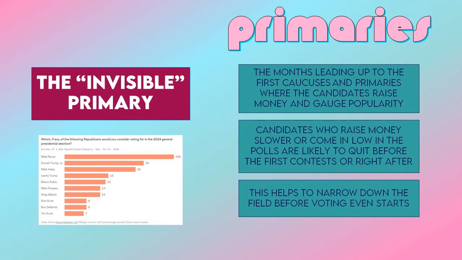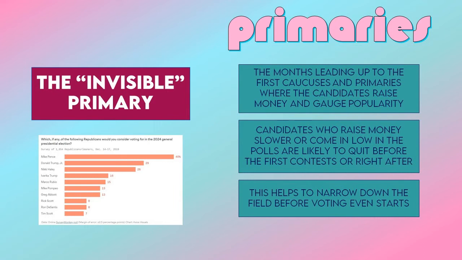Before we even get to the primary, we have a time period that we call the invisible primary. There's no official time period for when this happens. It's just the months, or lately even the years, leading up to the first caucuses and primaries. So the candidates, way before the elections start, way before the first primary, are trying to find out how popular they potentially are. They're paying attention to polls. They're trying to raise money for their campaign. They're trying to measure their popularity and their success with the voters.